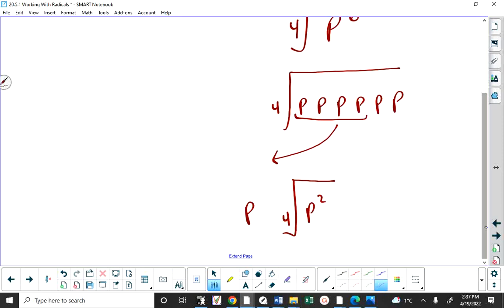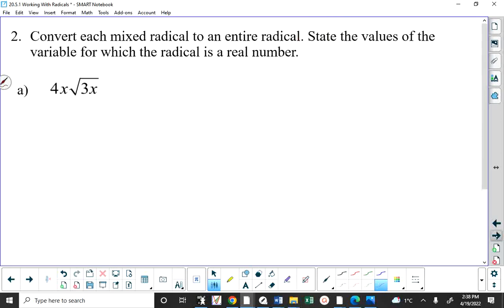So if the variable under the root is raised to an even number, then you can take any root: square, cube, fourth, etc. If it's an odd root, it doesn't matter what the exponent inside is. So it gets more complicated. All right, let's try one more.